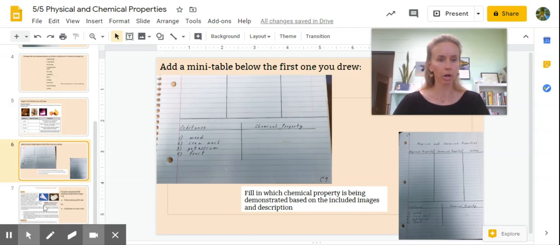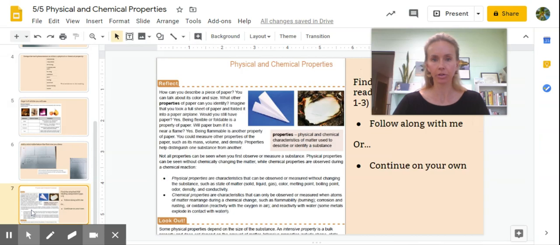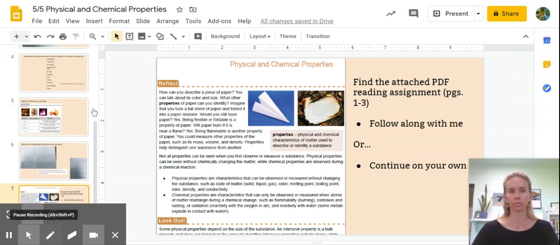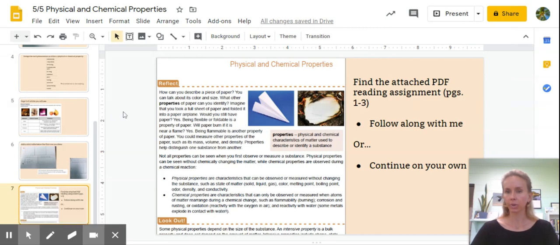Okay, we'll go ahead and continue on to the reading. The first page looks a little something like this. This PDF is attached with our assignment for today, so you'll either follow along with me or you will continue on your own.